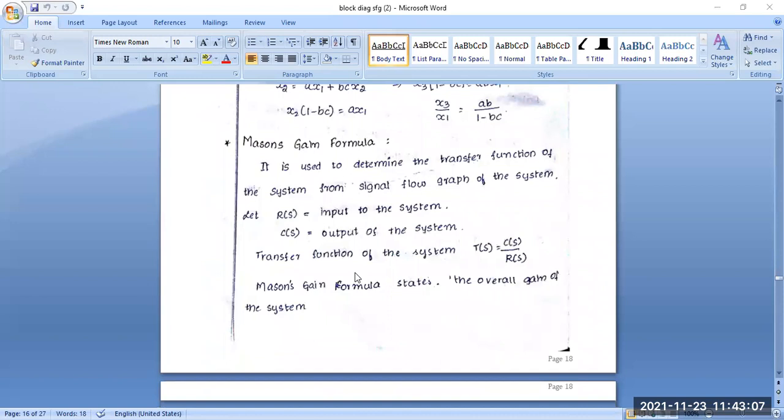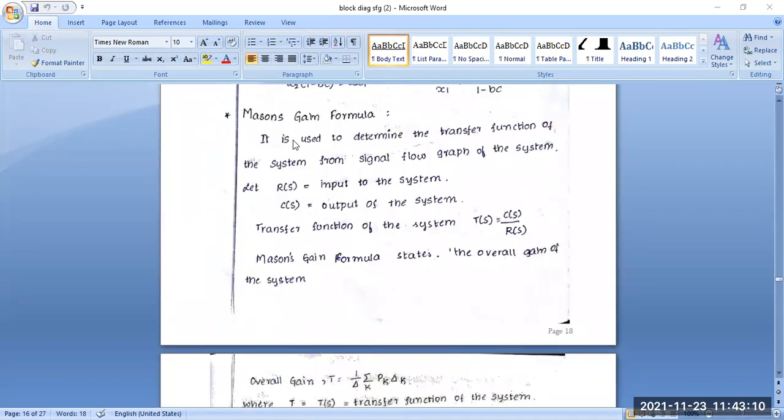Next, this is an important part, that is a formula, the Mason gain formula. So we have known in this signal flow graph method, we have to use the Mason gain formula, which was discovered by J. Mason, and from his name this formula is popularized, that is the Mason gain formula. It is used to determine the transfer function of the system from the signal flow graph of the system.